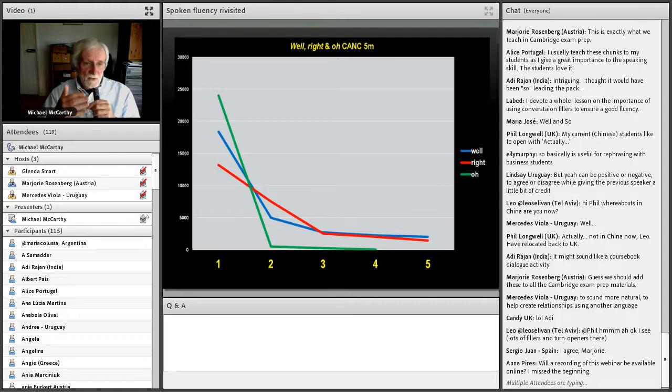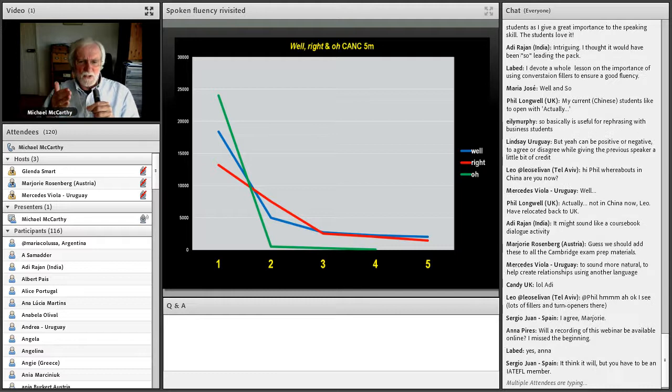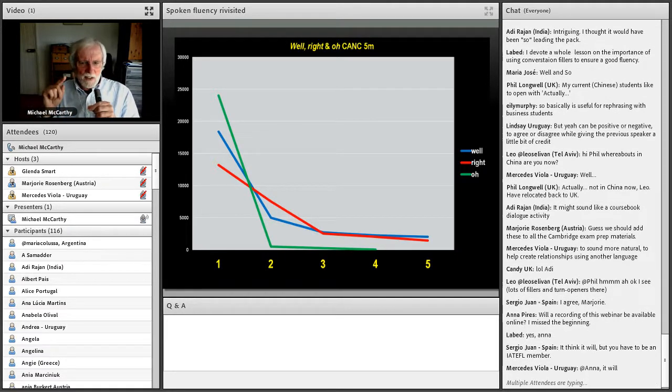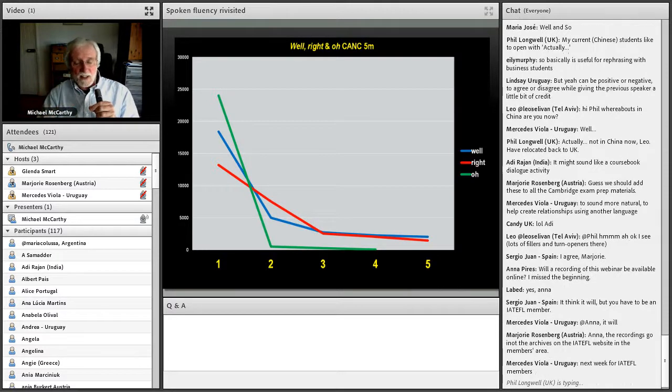So if it's your turn to speak and you say something which consists of 12 or 15 words, what is the first word you say? What is the second word, etc. And we notice that well, which is in the blue there, prefers to be the first word in your turn. It's far less frequent as the second word or the third word or the fourth word or the fifth word. Oh is even more marked. Oh loves to be the first word when you open your mouth.